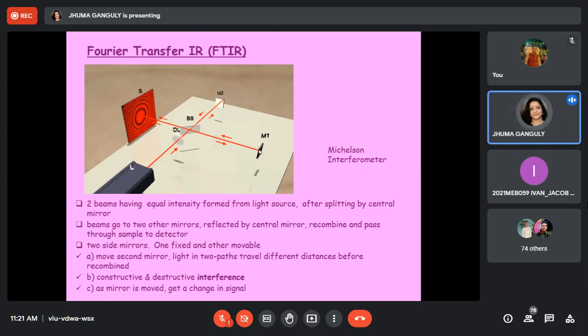Obviously, there are mirrors M1 and M2 and a sample. Two beams of equal intensity are formed from the light source after splitting by the central mirror. There is one central mirror, and the beams go to two other mirrors, are reflected by the central mirror, recombine and pass through the sample to the detector. There is some reflection, as light goes from mirror to mirror.